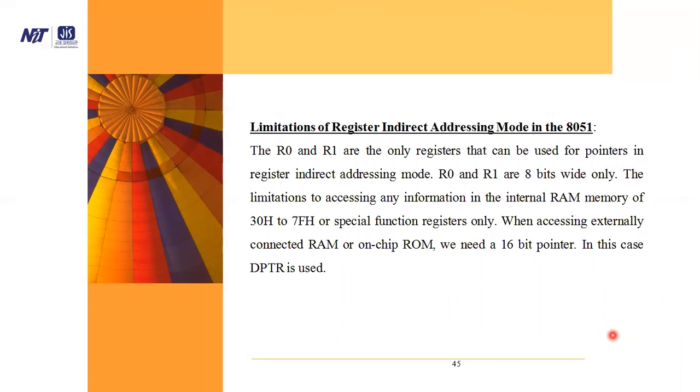Limitation of register indirect addressing mode in the 8051. R0 and R1 are the only registers that can be used as pointers in register indirect addressing mode. R0 and R1 are 8 bits wide. The limitation is that they can only access information in the internal RAM of 30H to 7FH or the special function registers. When accessing externally connected RAM or on-chip ROM, we need a 16-bit pointer. In this case, DPTR is used.